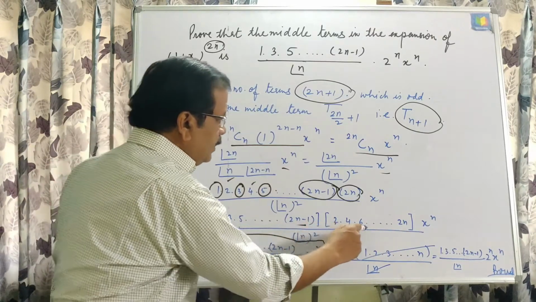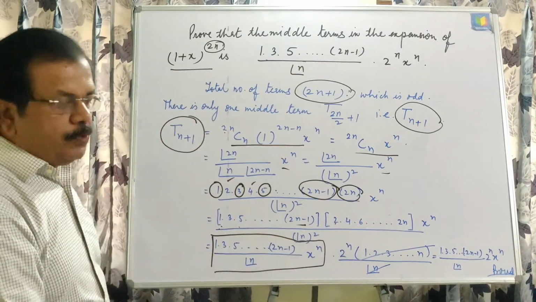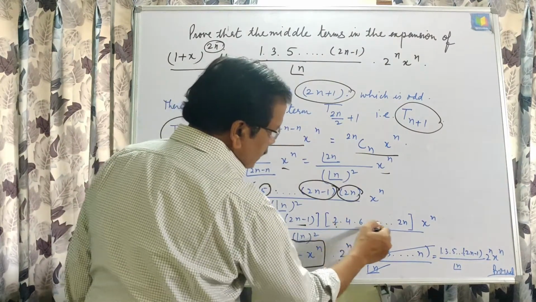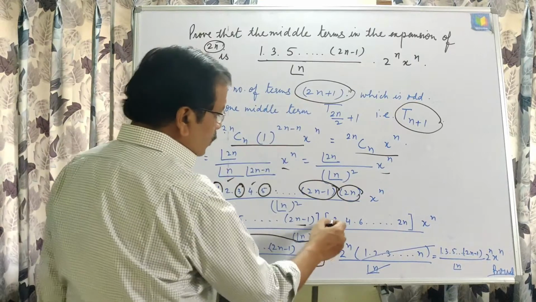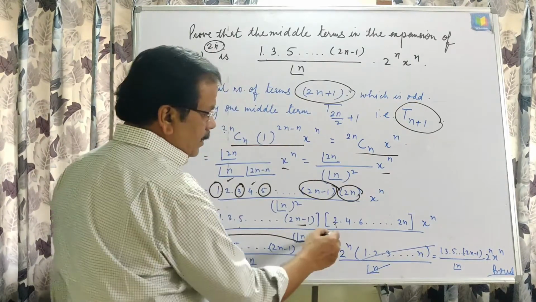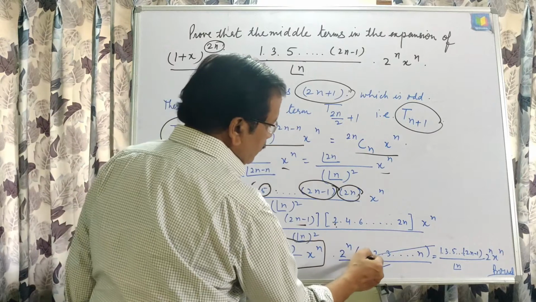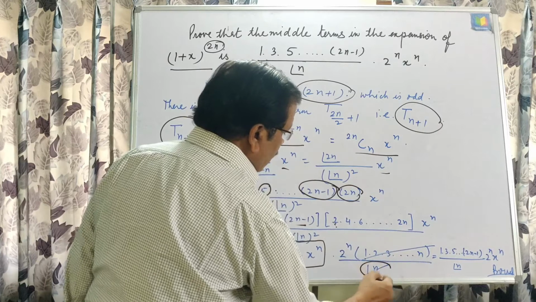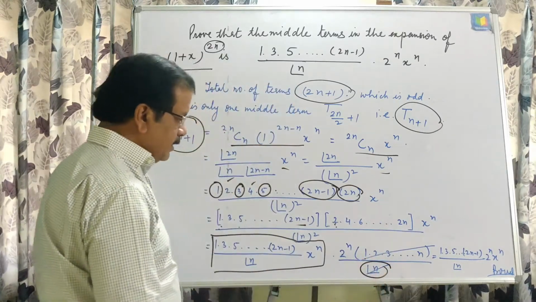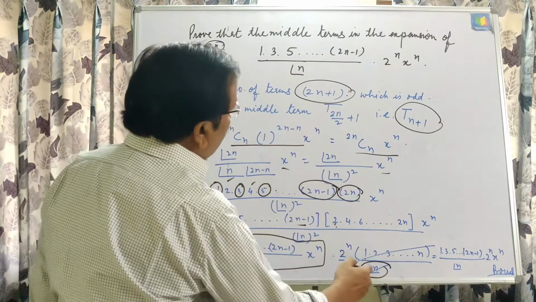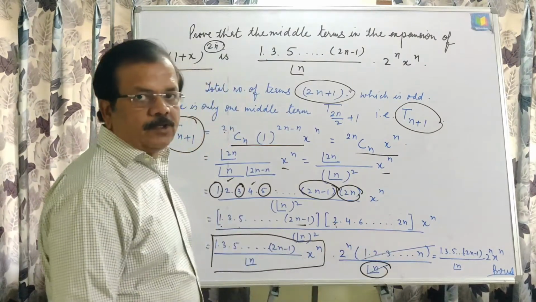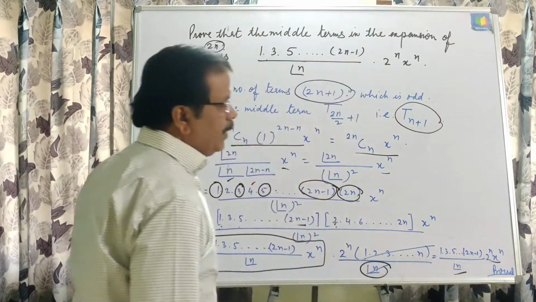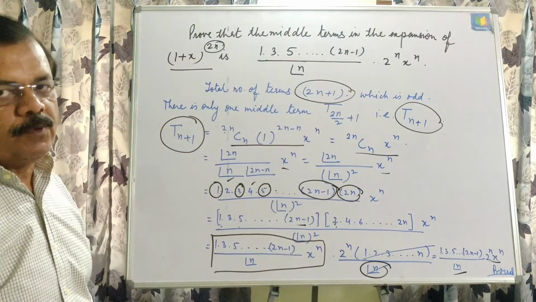And next one, here we can take common 2 because in each term we are getting 2, and this is already n terms, so there will be 2 to the power n once taking common, and the left one is 1, 2, 3 right up to n, which is the value of factorial n. So factorial n will be cancelled and ultimately we are getting 1·3·5···(2n−1) times 2 to the power n, x to the power n upon factorial n, which we have to prove. Now next question.